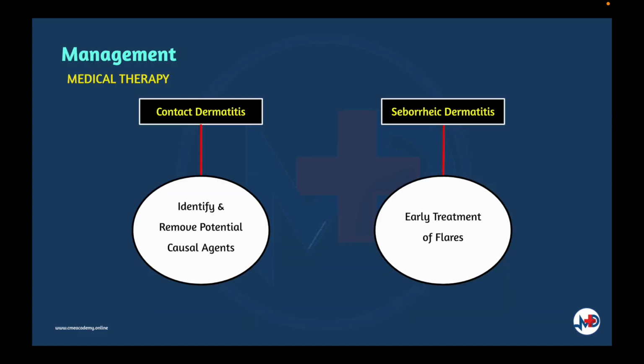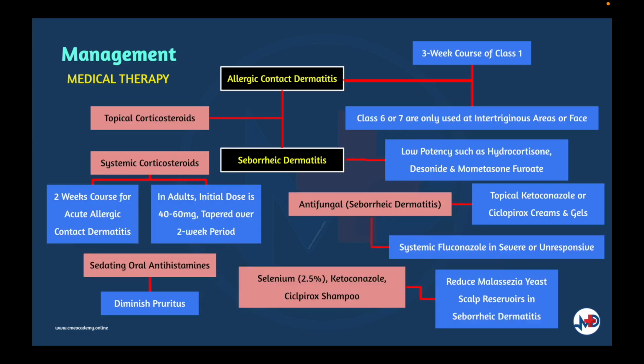Contact dermatitis is managed by identifying and removing the potential causal agents, while for seborrheic dermatitis, it is focused on early treatment of flares. Medical treatment is focused on suppressing inflammation. Topical corticosteroids are used for severe allergic contact dermatitis of the hands. 3-week courses of class 1 topical corticosteroids are required, while class 6 or class 7 topical corticosteroids typically are used for allergic contact dermatitis of intertriginous areas of the face.